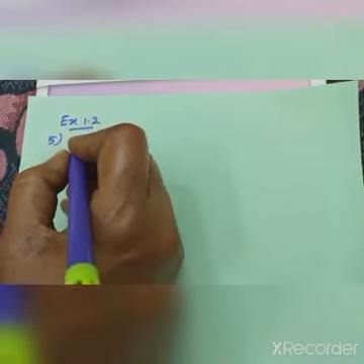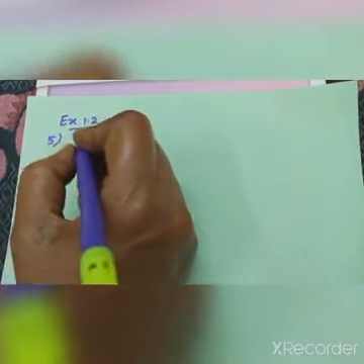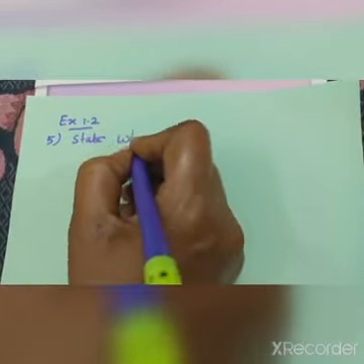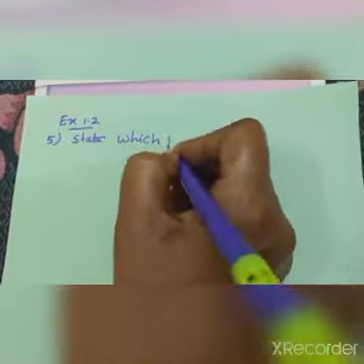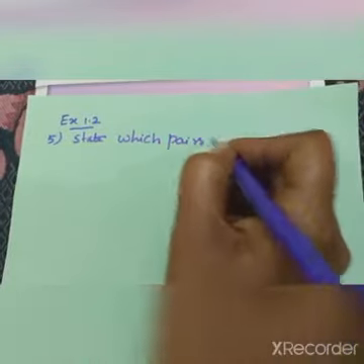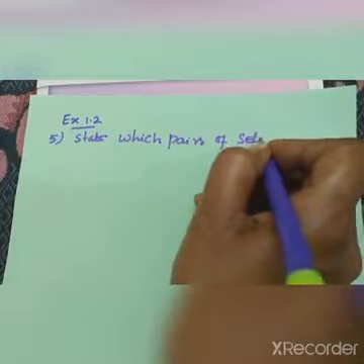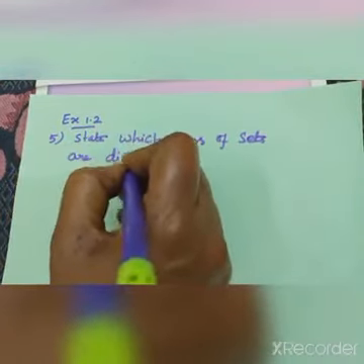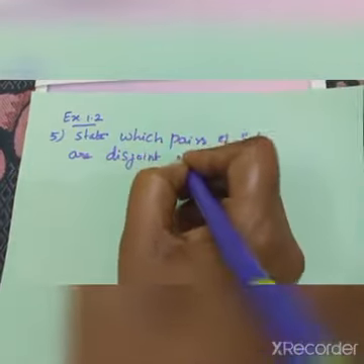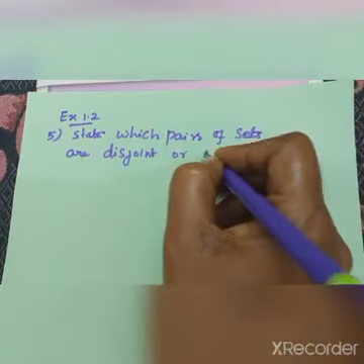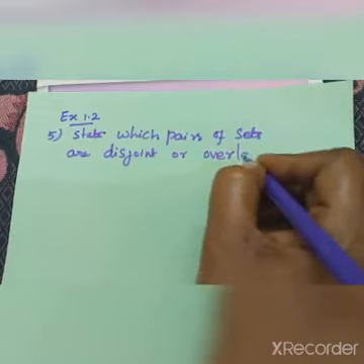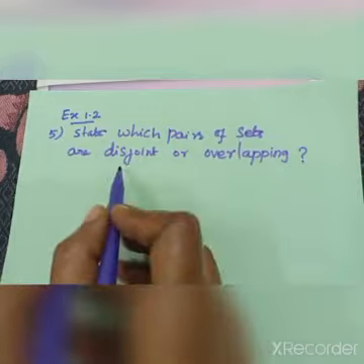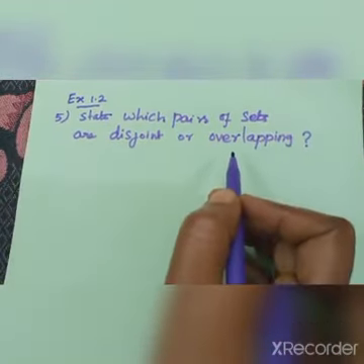Next, exercise 1.2, question number 5. What is question number 5? State which pairs of sets are disjoint or overlapping. What is meant by overlapping? Joint sets. So we have to find out here whether they are disjoint or joint sets.